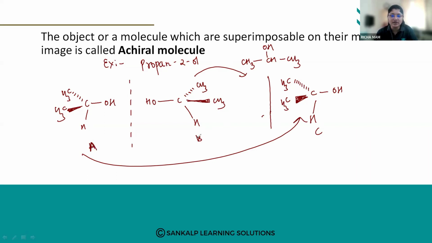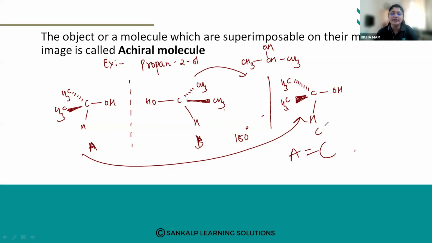Then after taking the mirror image, we have flipped it by 180 degrees. After flipping 180 degrees, this will come to this side, and this will move to this side. So you can see that A and C are similar.